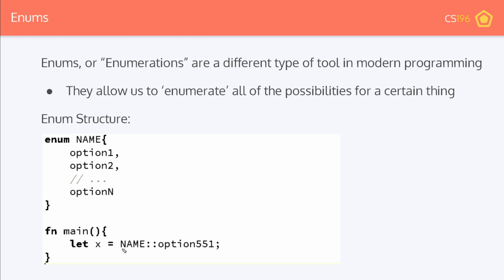And then finally, when we actually want to use one of these options, we can use the same paths as we learned when we learned about modules. So we start with the enum name, we use the double colon, and then we say the option that we would like. In this case, I'm assuming there's some option that's 551st. Of course, maybe there isn't, maybe there is. Of course, if you try to get an option that doesn't exist, you'll receive an error. It probably won't compile.